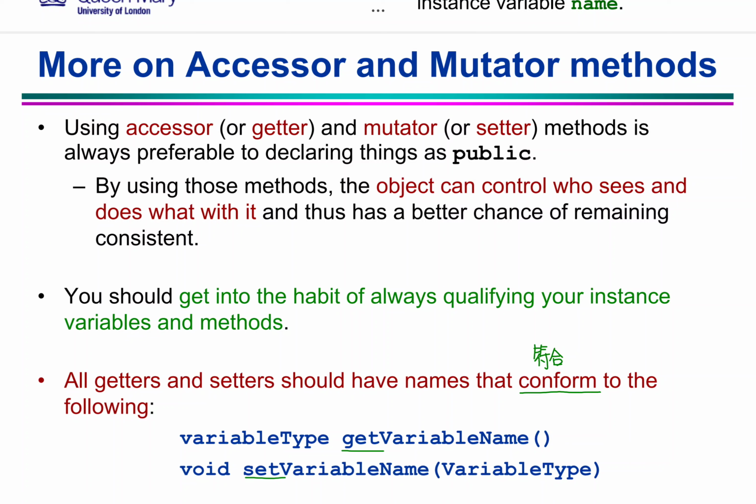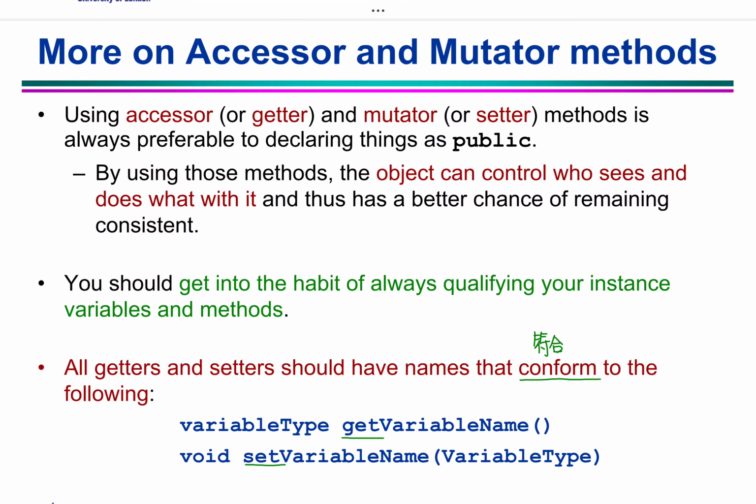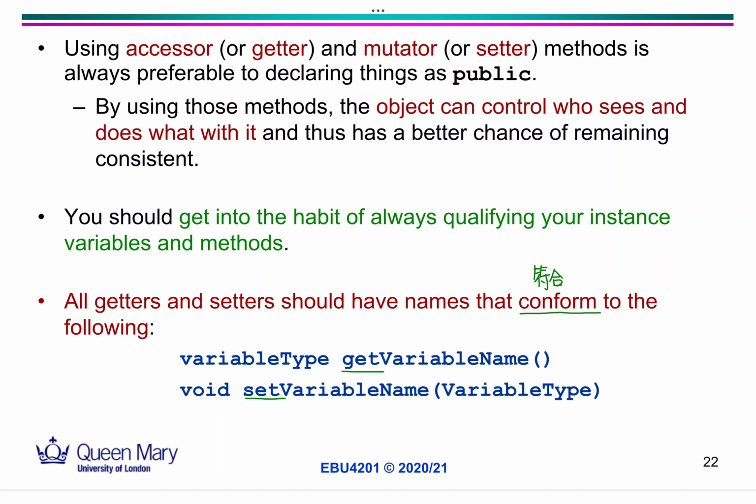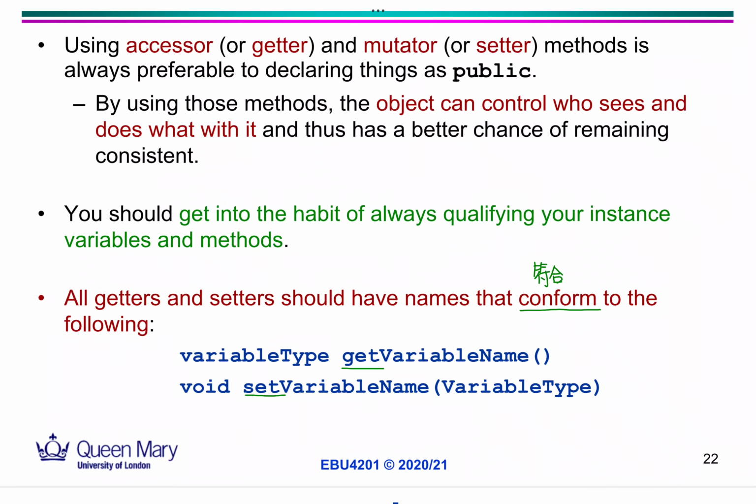Using accessor or getter, mutator or setter. Mutator means setter. It should always be public. So the object controls who says and does what with it, and has a better chance of remaining constant. By using it, the object can control who says and does what with it. So you should get into the habit of always qualifying your instance variables and methods. All getters and setters should have names that conform to the following.